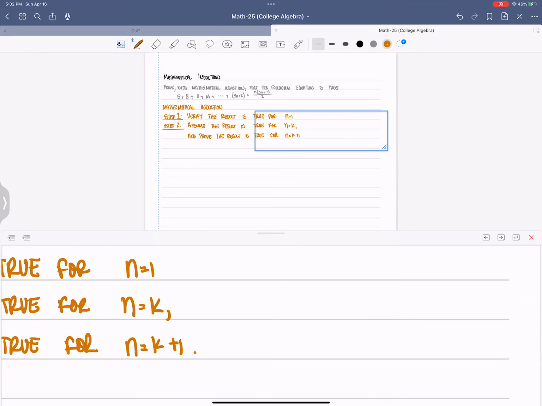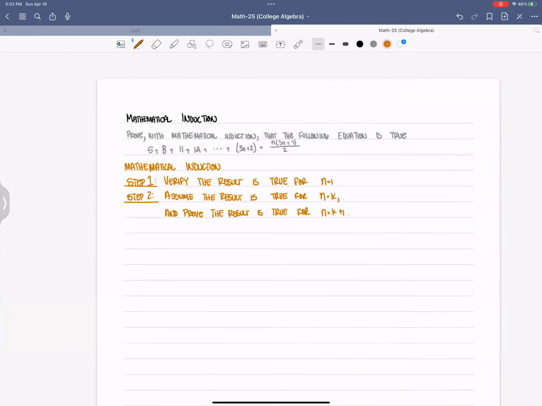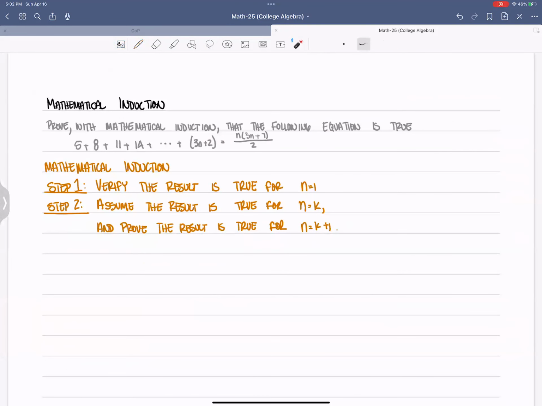So the theory here is if we could prove the first part is true, then we have very early steps in this equation to be true. And now proving for n equaling k, what we're doing is assuming that it's going to be true for here and proving that it's true for here. So we could take this on to infinity and assume this is true for every single value in existence.